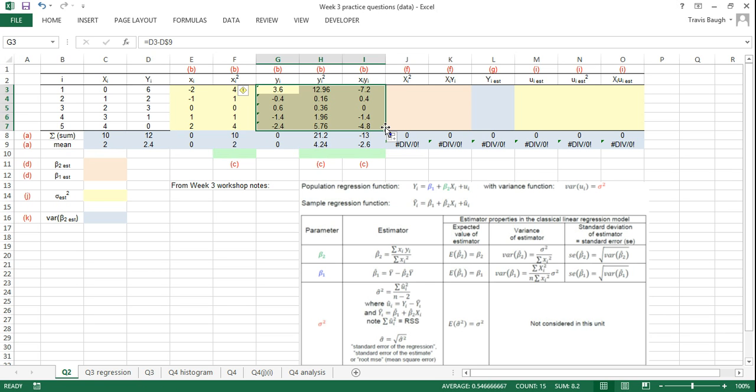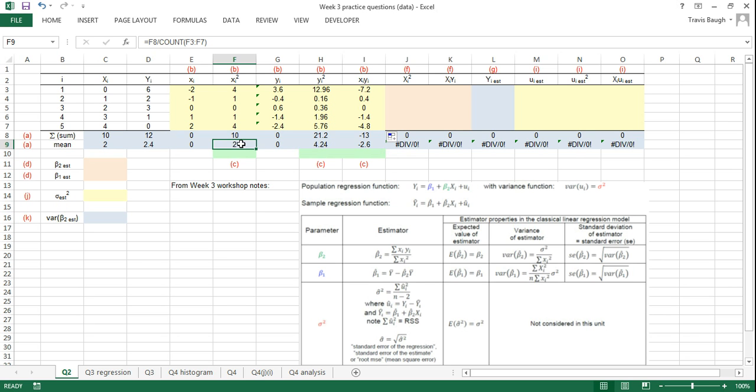The next question says what do the values in F9, that's that one, H9 and I9 represent. So this is the deviations from the mean squared. That's the sum of them. That's the average deviation from the mean squared.